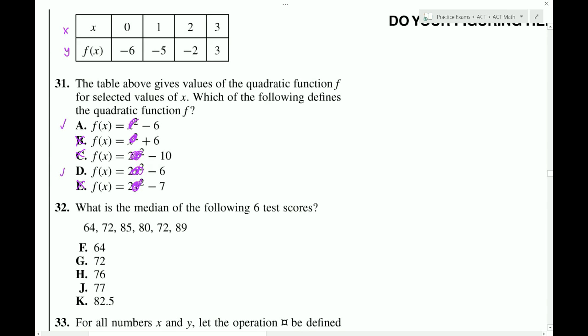All right. So now I just have to consider A and D when I plug in my next point. So I'll plug in 1, and I should expect an output of minus 5. So I plug in 1 to A. 1 squared is 1, and then minus 6 is negative 5. I go into D. 1 squared is 1 times 2 is 2. 2 minus 6 is negative 4. So that does not work. A is the one that works.